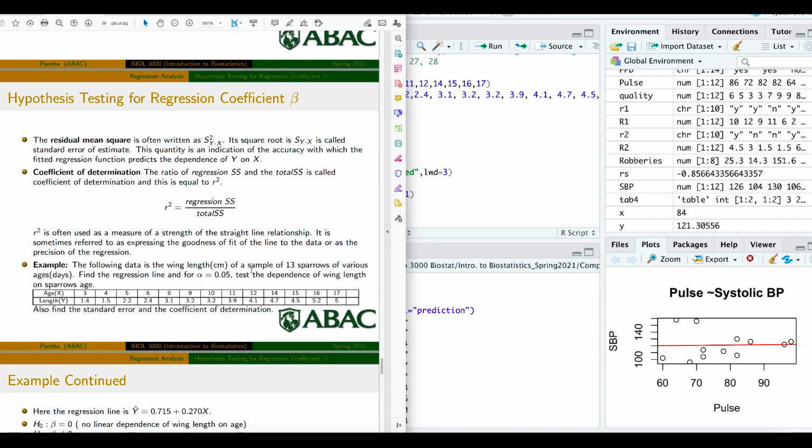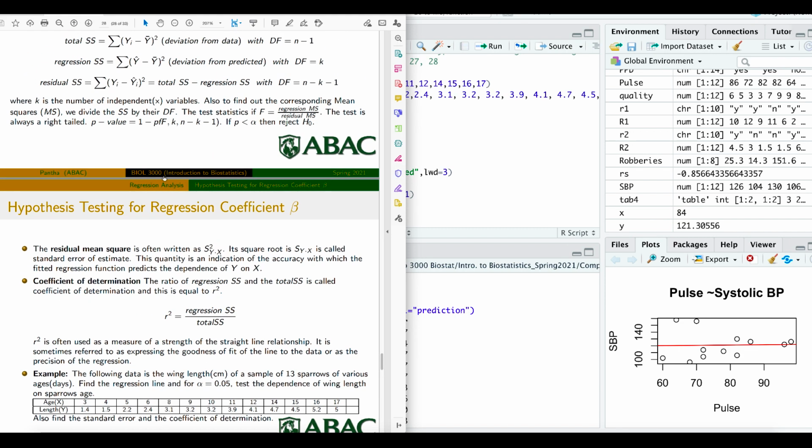Okay, so the residual mean square is often written as s square y dot x. So that value is what? The residual mean square is the denominator here, right? Which is given by residual SS divided by n minus k minus 1. The notation for this is s square y dot x. Its square root, s y dot x, is called the standard error of estimate. That's the square root of the residual mean square. This quantity is an indication of the accuracy with which the fitted regression function predicts the dependence of y on x.